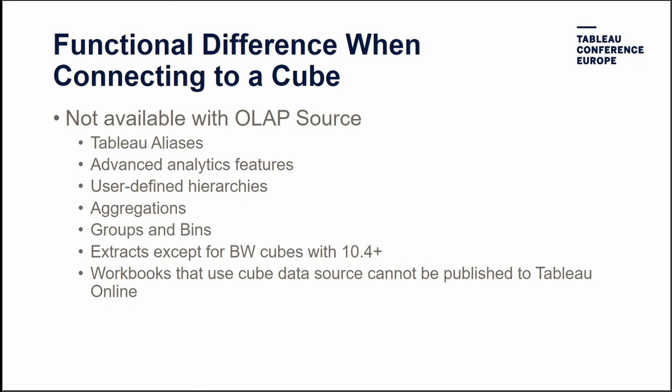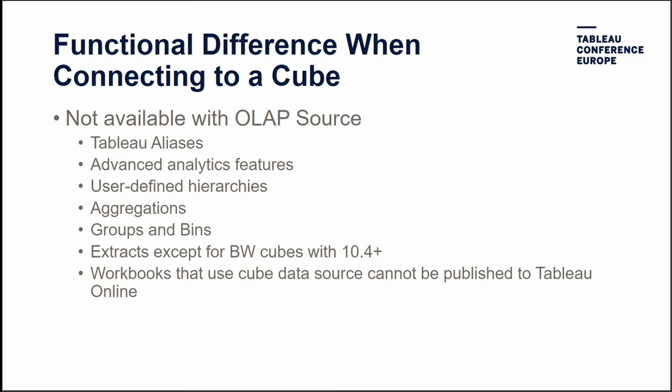So there's a list of differences. We've tried to cover as many of them as we could over the course of this. Not available, it's mostly restrictions rather than additions. Not available with OLAP sources: Tableau aliases. Our advanced analytics functionality, so things like trend lines, don't work on cubes. User-defined hierarchies don't either. They have to be baked into the cube. We lose the flexibility as soon as we put that rigid cube structure in place.